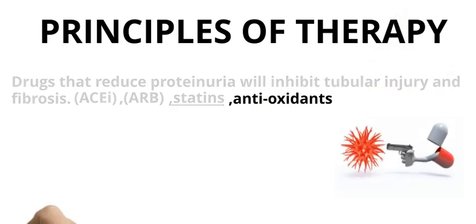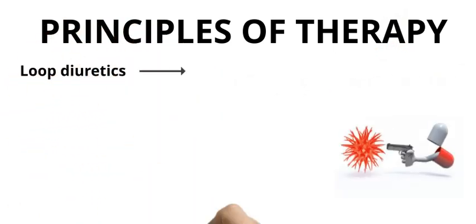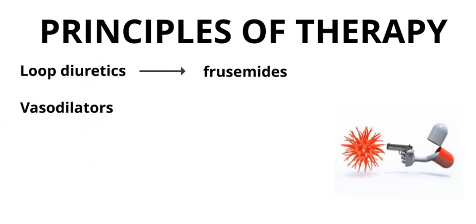Loop diuretics, such as furosemide, may be used in patients with edema and hypertension. This is to remove excess fluid and then correct the hypertension. Vasodilators such as nifedipine, hydralazine, and diazoxide may be used in severe hypertension or encephalopathy.